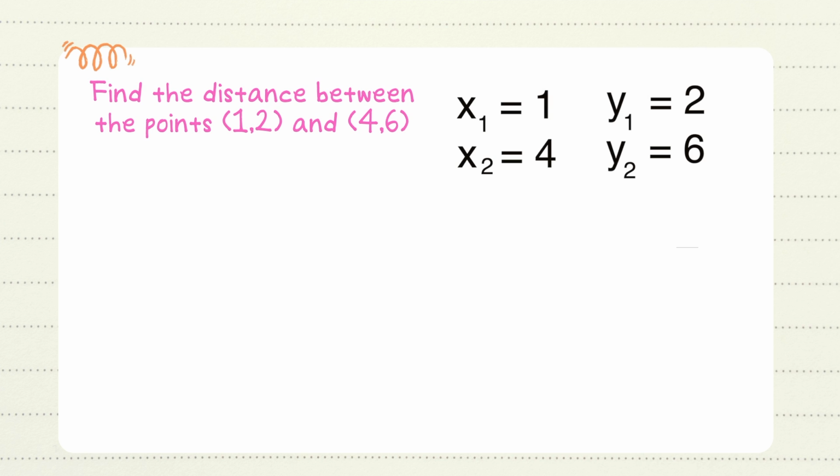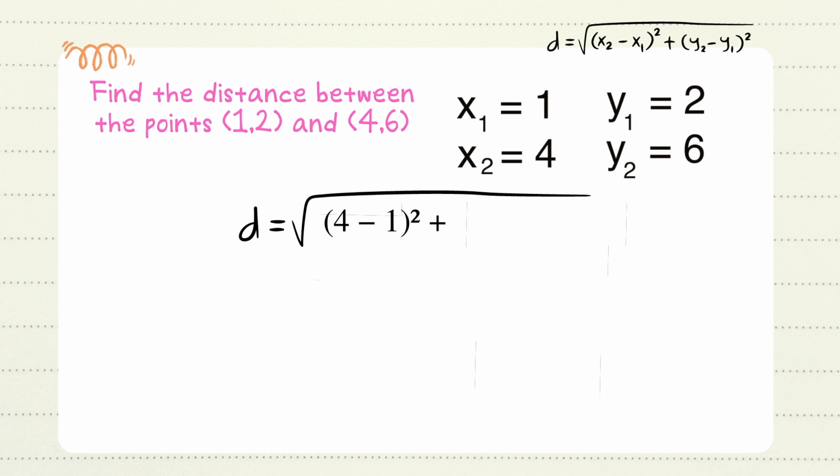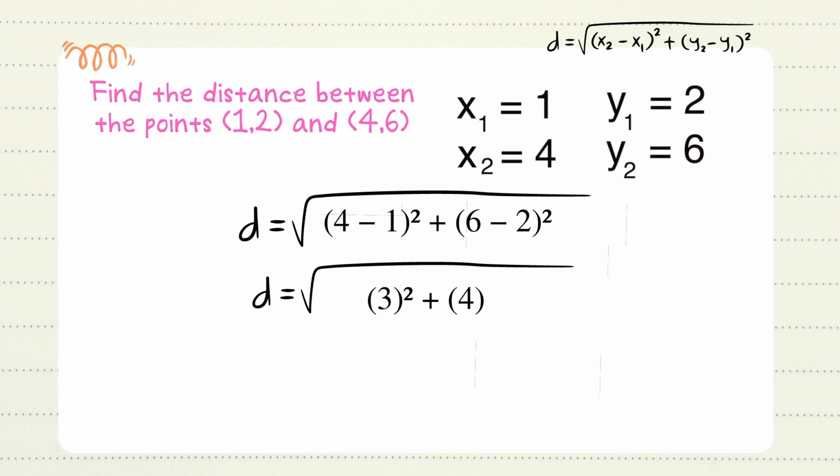Let's substitute these values into our distance formula. We now have d equals the square root of 4 minus 1 squared plus 6 minus 2 squared. From here, we can start to simplify. 4 minus 1 is 3. So now we have 3 squared. 6 minus 2 is 4. So now we have 4 squared. We're left with d equals the square root of 3 squared plus 4 squared.